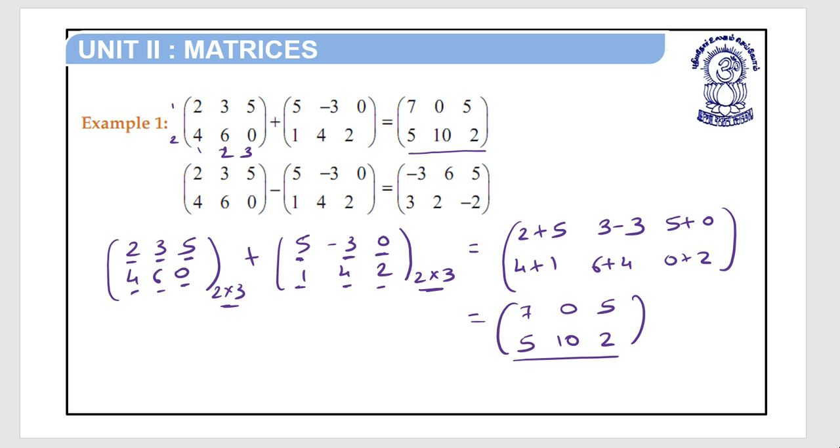Same way, for subtraction: 2, 3, 5, 4, 6, 0, minus 5 minus 3, 0, 1, 4, 2. First check, it is 2 by 3. Same way, the second matrix is also 2 by 3. Then subtract corresponding elements, A11 minus B11. Consider 2, 3, 5, 4, 6, 0 as the A matrix, and 5 minus 3, 0, 1, 4, 2 as the B matrix. So you can easily solve this subtraction: 2 minus 5, minus 3, 3 minus minus 3, and so on.